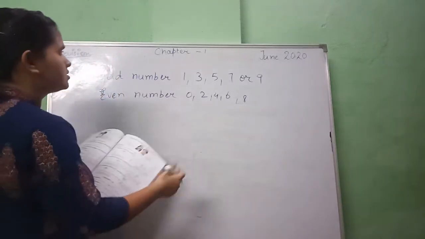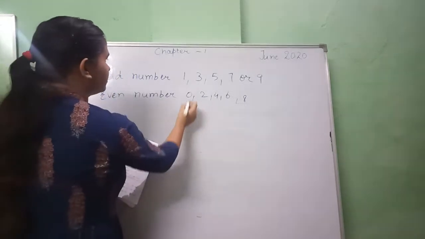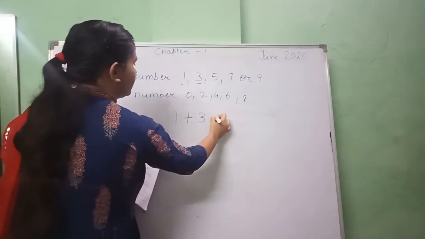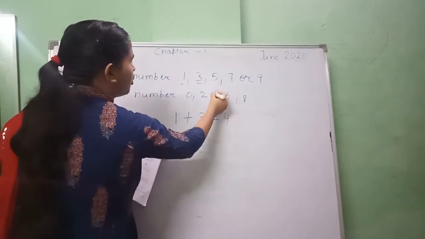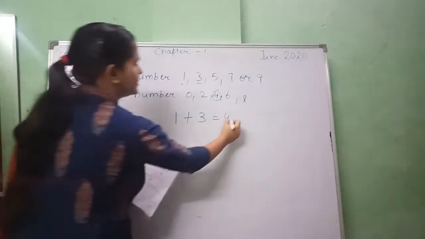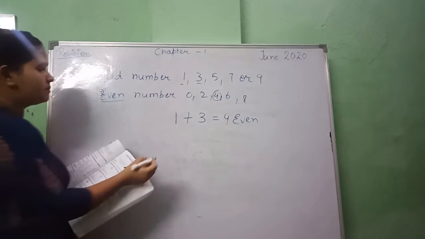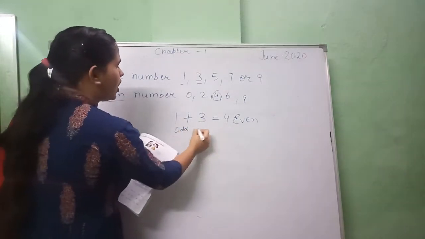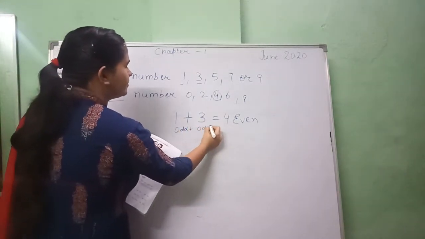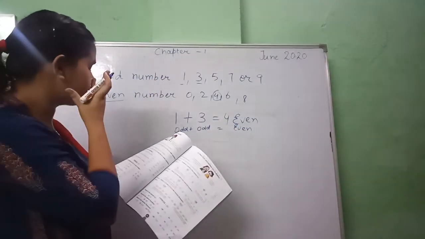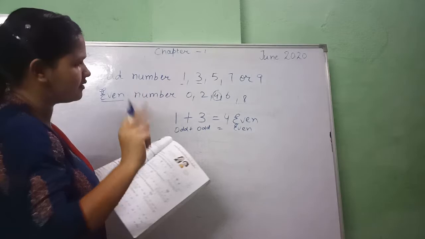When we add, just take a number. I will take 3 and 1. 1 plus 3 becomes 4, and 4 is an even number. You can see, okay. So it means odd and odd is even, right? And in the second thing, you can see here the 2 even numbers become even numbers.